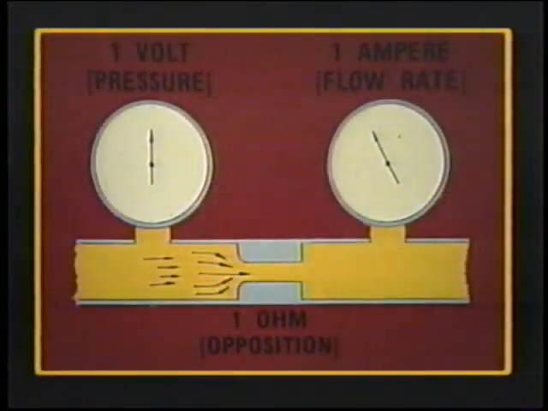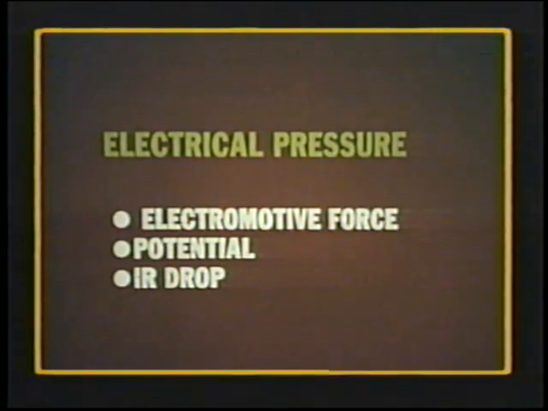Electrical pressure is measured in volts. 1 volt of pressure will force 1 amp of flow through 1 ohm of resistance or opposition. Several terms may be used to describe electrical pressure. Electromotive force, EMF, is considered to be generated by some form of electromagnetic generator. Potential or potential difference is voltage by static or chemical means. And IR or IR drop is a pressure difference caused by current flowing through a resistor. Some of the voltage is dropped across the resistor.